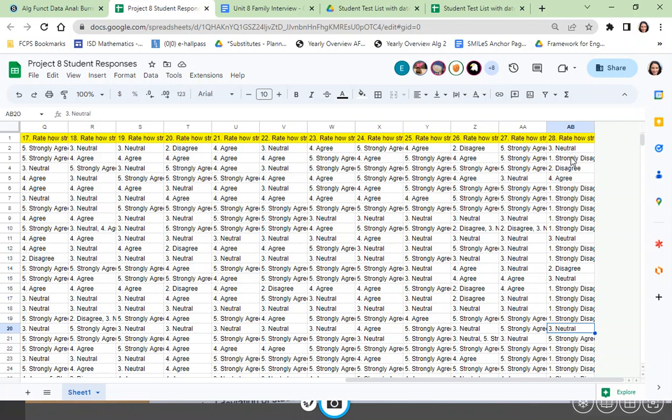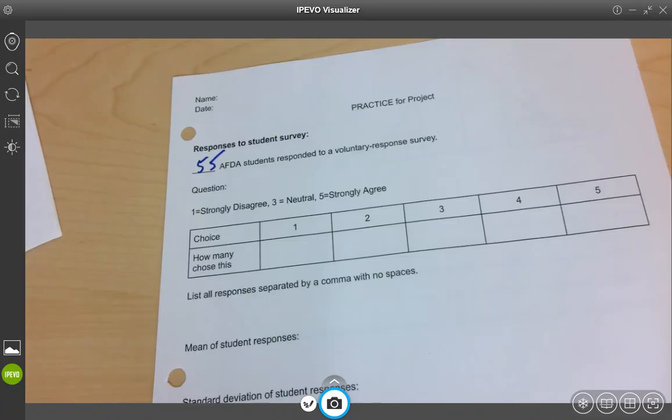So I need you to count how many people said each one, and then we're going to put that on your paper. How many people said 1? How many people said 2? You organize it by column.